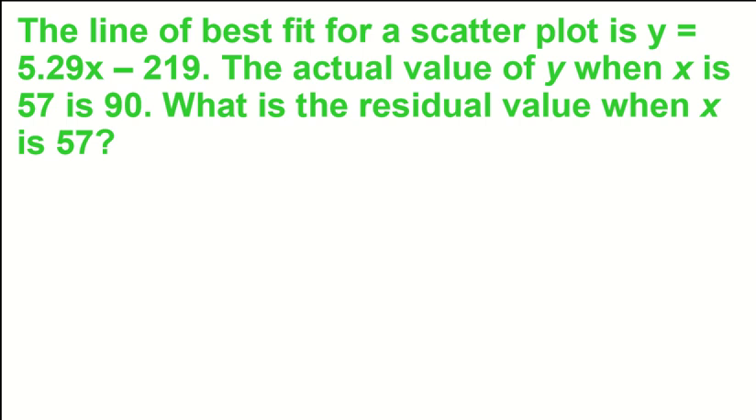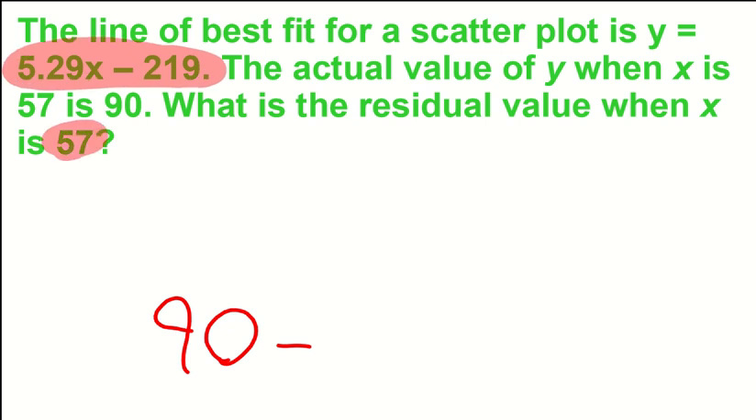All right, so the actual value is 90. So that's going to be our actual. The way we get our predicted value is to use that equation. So we're going to have 90 minus something, the predicted value. It tells us what x is. So all we're doing is plugging in the 57 for x.